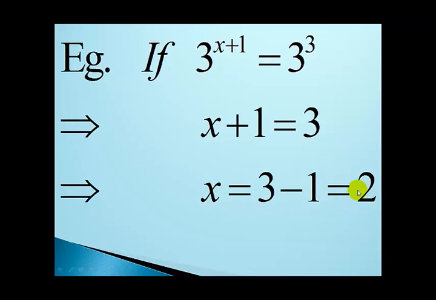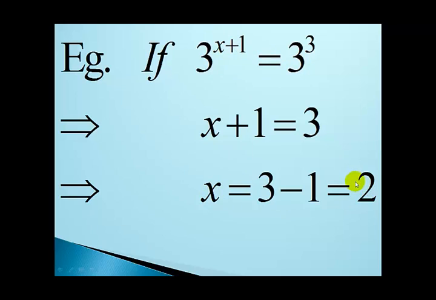Now we can prove this by substituting 2 wherever we see x, and in doing that we have 2 plus 1, and 2 plus 1 equals 3. That means that we have 3 raised to the power 3, which is equal to the right hand side. So the value of x is equal to 2.